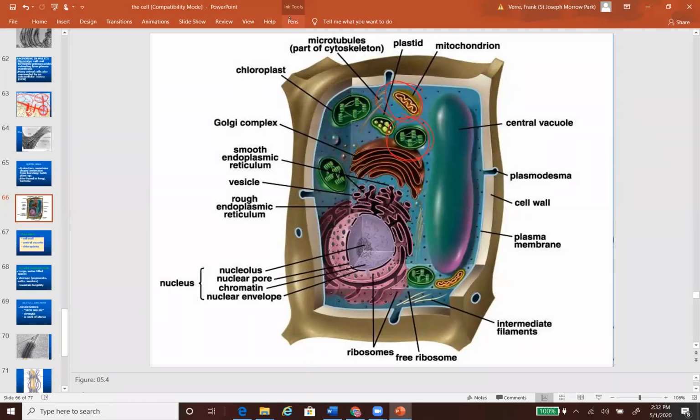Another major difference is plants have this very large, you can see that right here, very large sac-like organelle called a central vacuole that stores water and other dissolved substances. So those are three major differences with animal cells. They have chloroplasts, they have a cell wall, and they have this majorly large central vacuole.